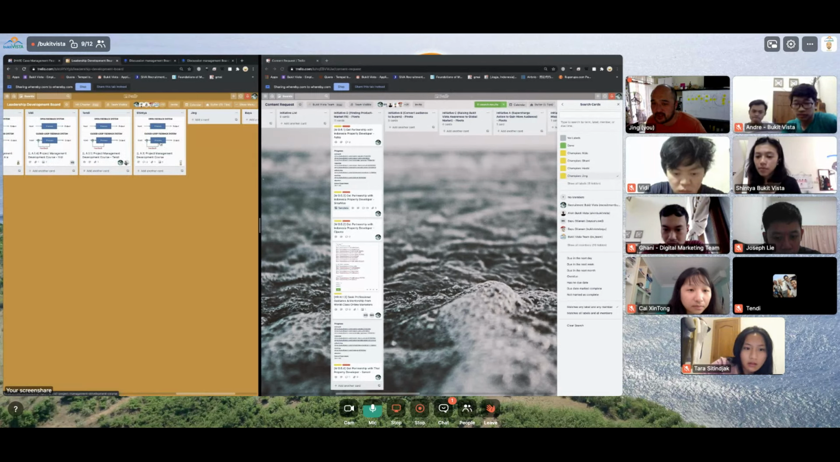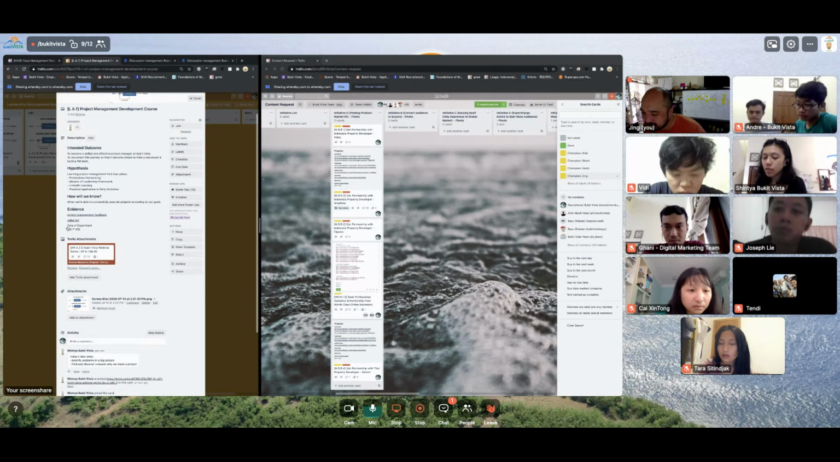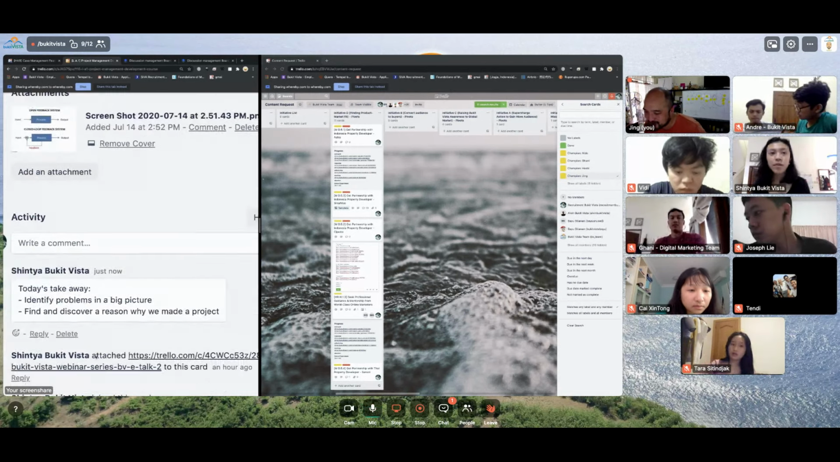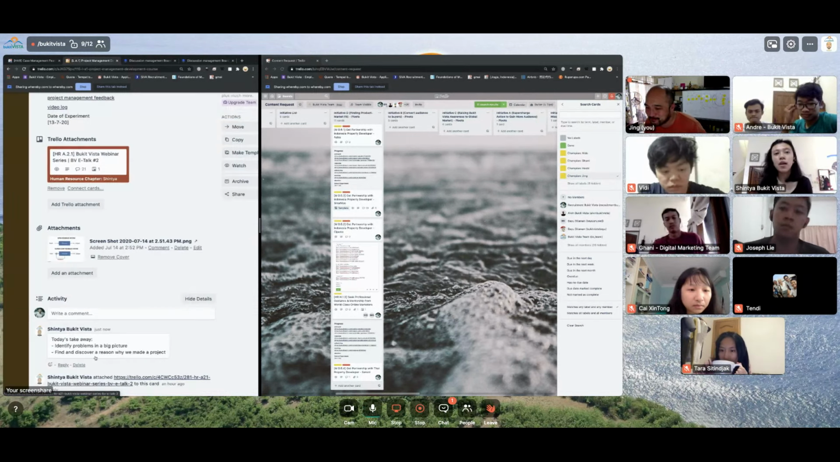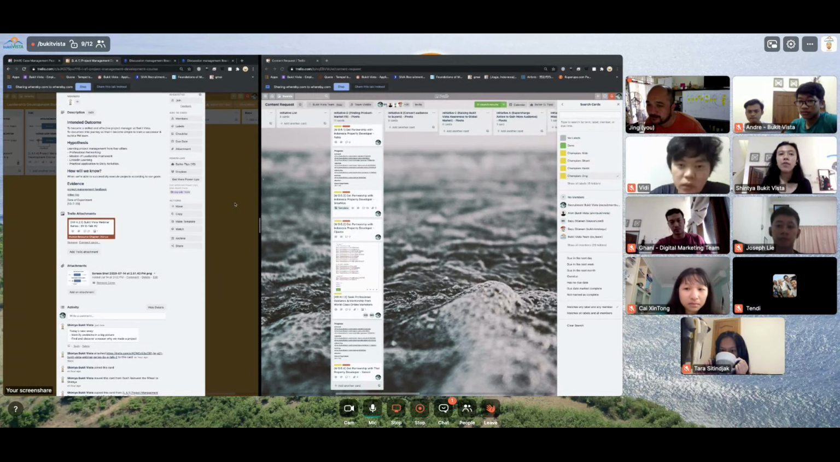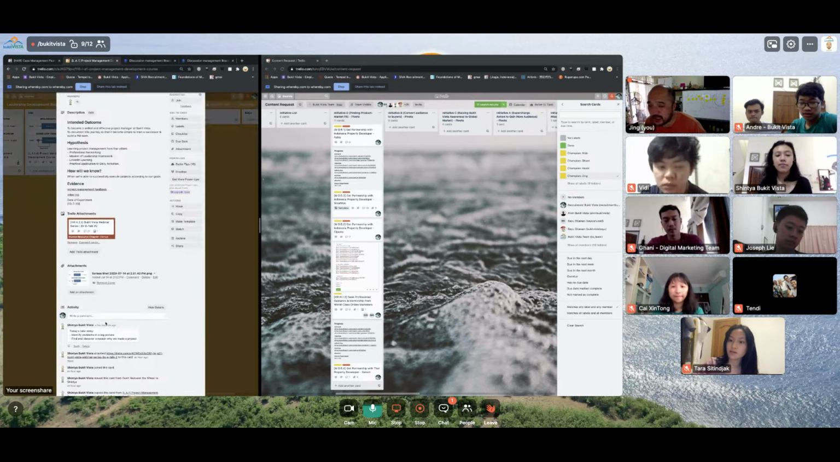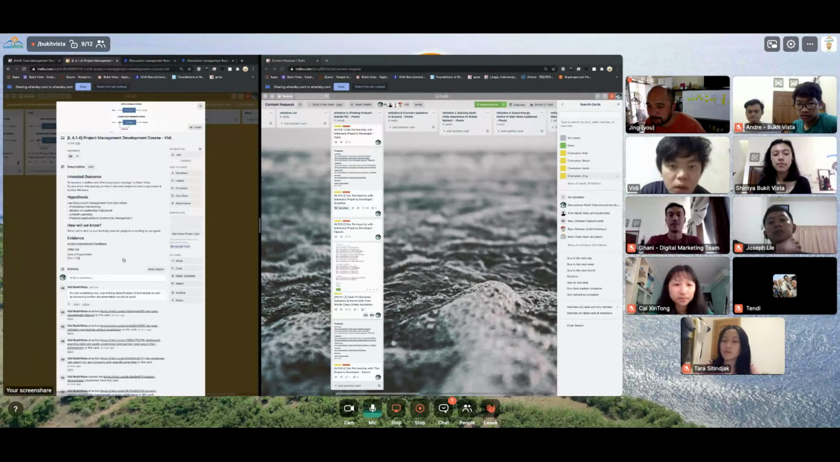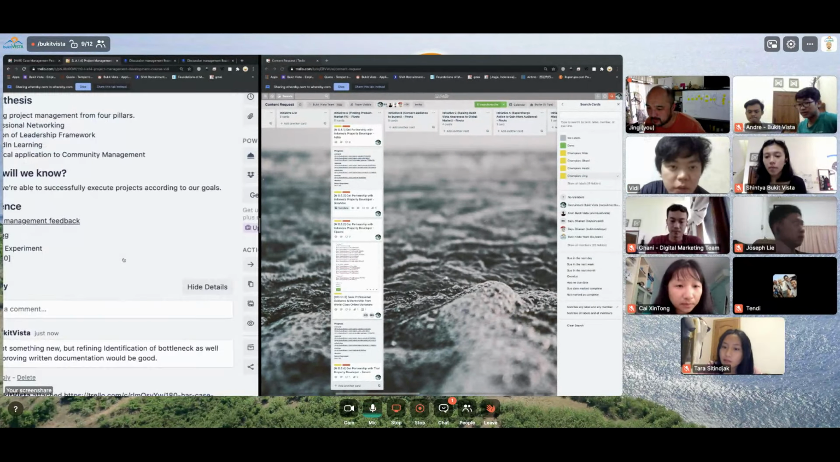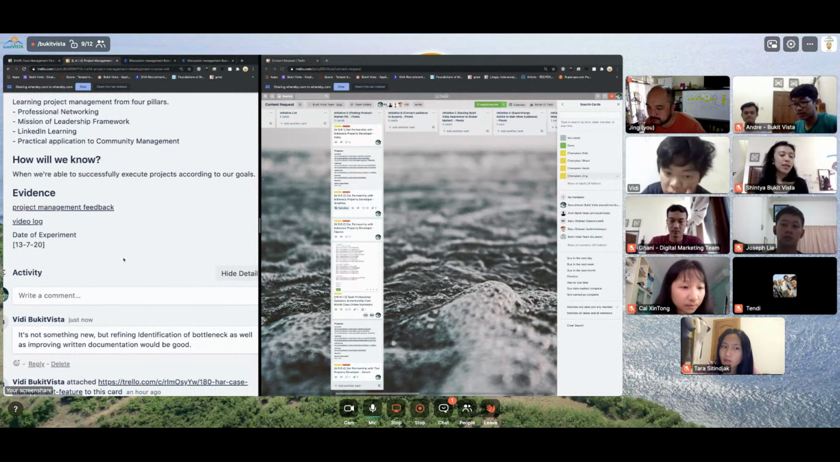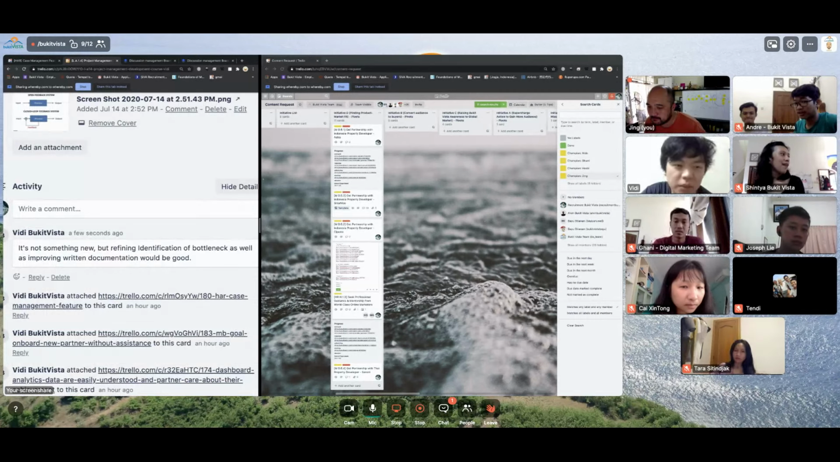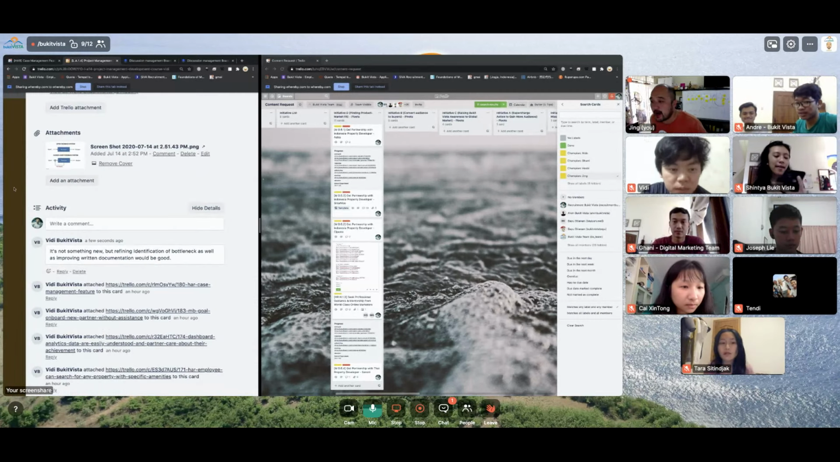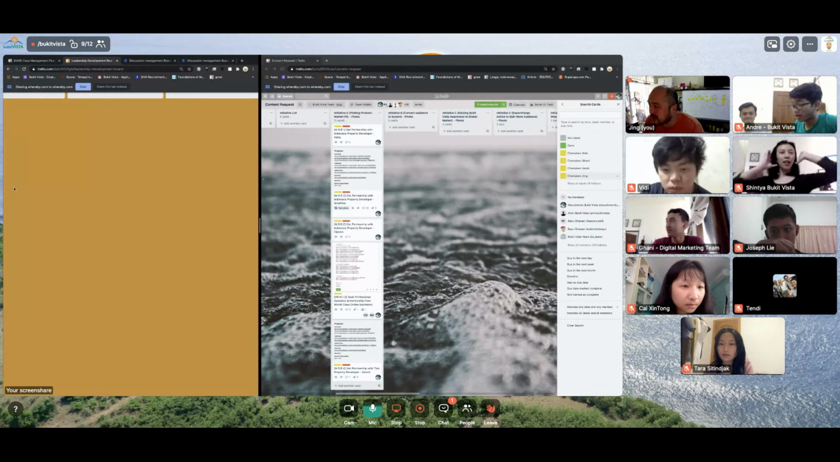Over to Shindia. Shindia, what's your takeaway? Yes, sir. Well, I wrote here that we should identify problems in the big picture, so maybe we can find friction from the other team, and also discover the reason why we made a project. Excellent. Very good. Okay, and over to Vidi. Takeaway? Right. So it's not something new, but I guess refining the written documentation culture as well as improving identification of bottlenecks in projects would be good. Excellent. Very good.